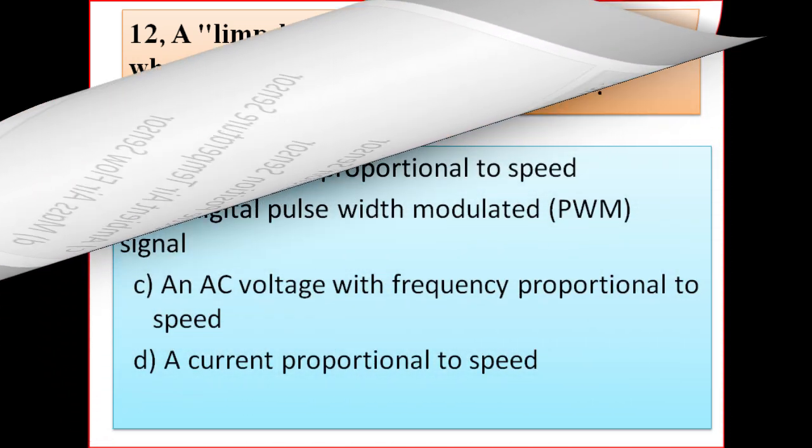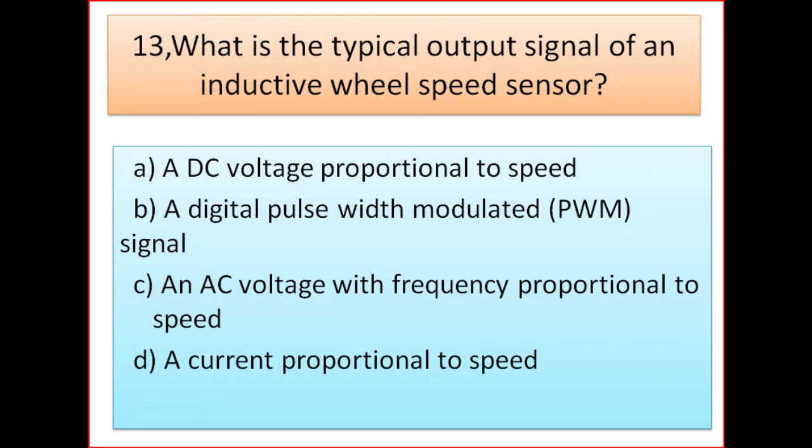13. What is the typical output signal of an inductive wheel speed sensor? A. A DC voltage proportional to speed. B. A digital pulse width modulated, PWM, signal. C. An AC voltage with frequency proportional to speed. D. A current proportional to speed.